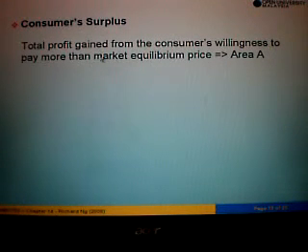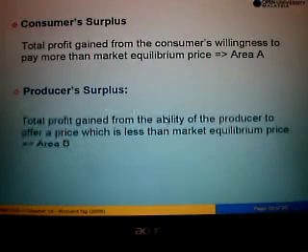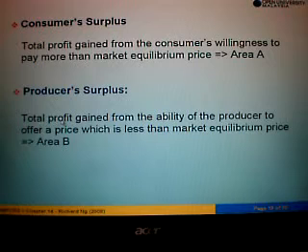So the total profit gain from consumers' willingness to pay more than the market equilibrium price, which is in area A, is known as the consumer surplus. Whereas the producer surplus refers to the total profit gain from the ability of the producer to offer a price which is less than the market price. Even though the producer offers a price which is less than the market equilibrium price, the producer will still make some profit. That profit is denoted by the area B.